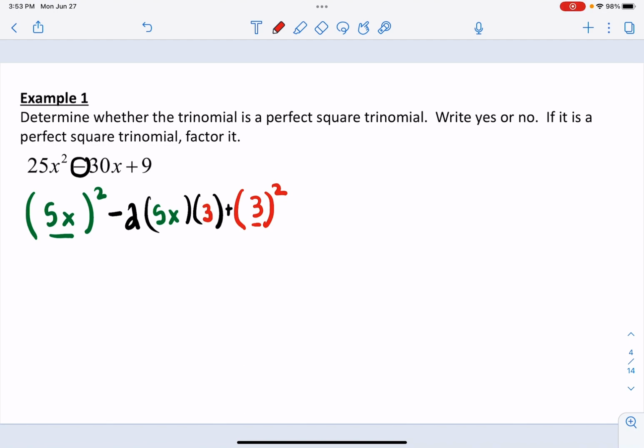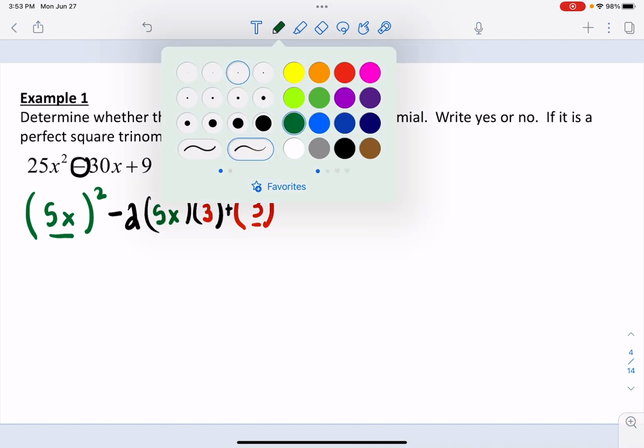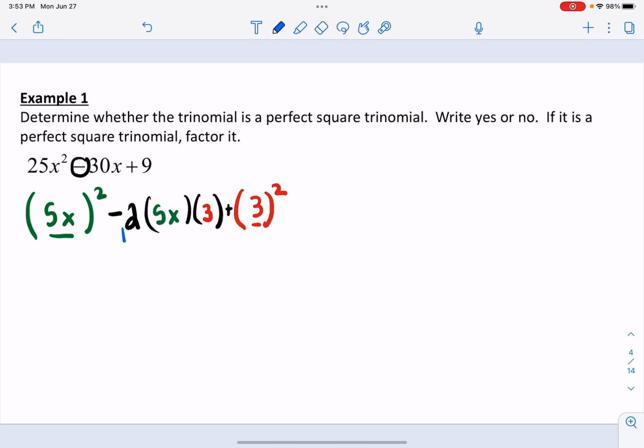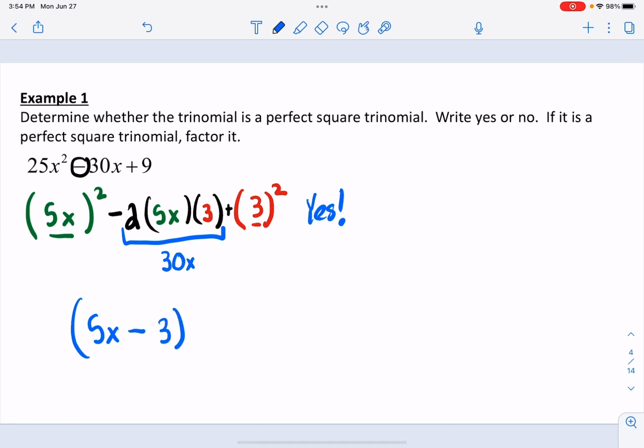So what you have to check is your middle term. Does this simplify to 30x? Well, 2 times 5 is 10 times 3. That simplifies to be 30x. So yes, this is a perfect square trinomial. So what does that factor to? (5x minus 3) squared, same sign in the middle. I take my a and I take my b. And again, remember, you can always FOIL it out to make sure you factored correctly.